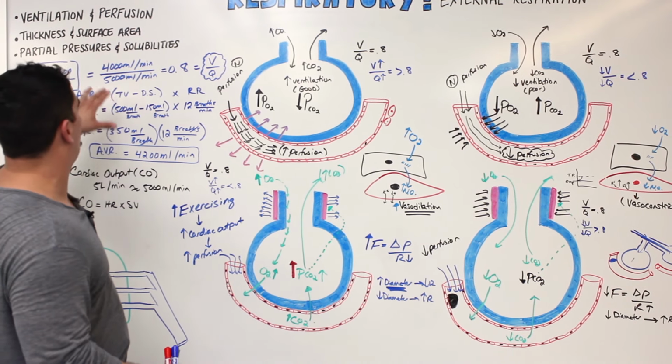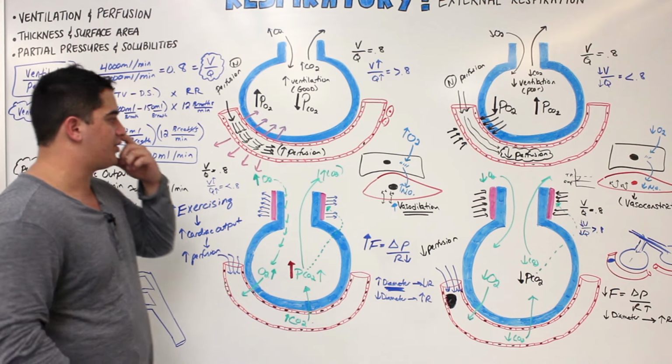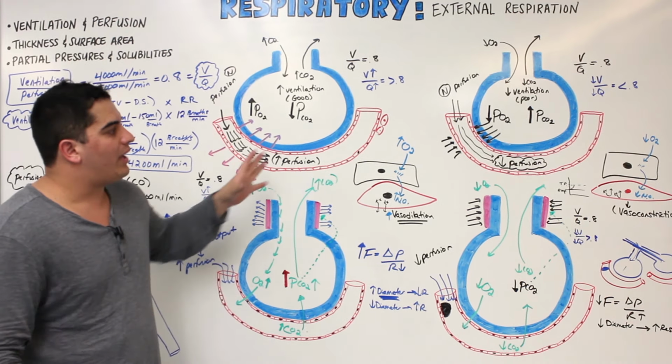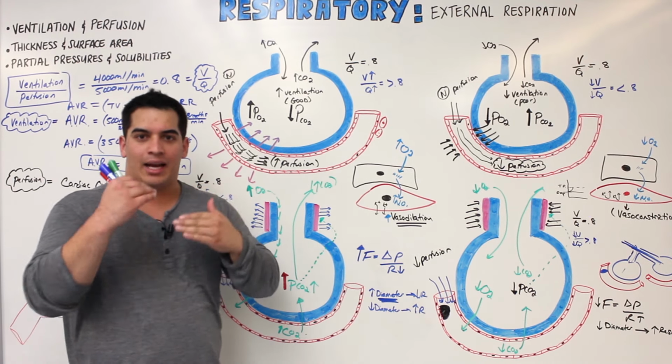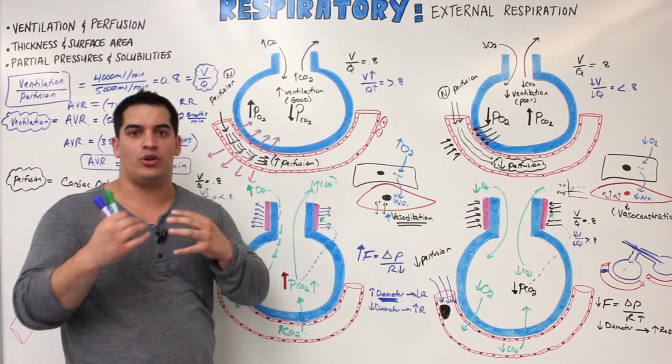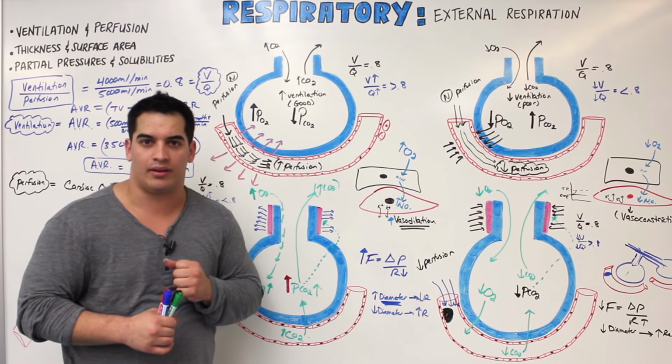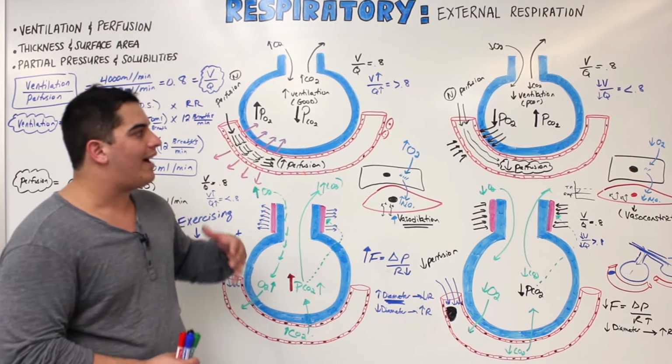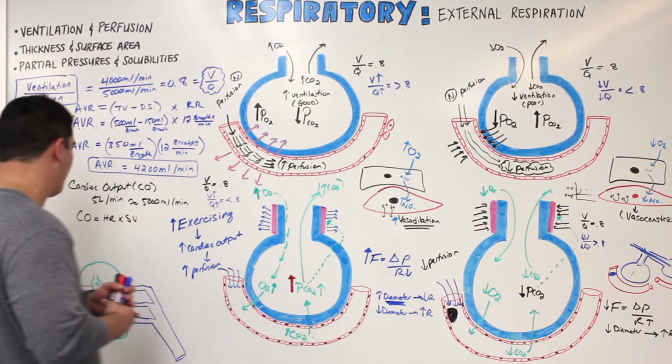I'll go into more detail when we go over partial pressures and solubilities. But even though we have these mechanisms to try to maintain perfect matching of ventilation and perfusion, it's never completely perfect. It's never perfect. And you have to assume certain normal physiological situations.